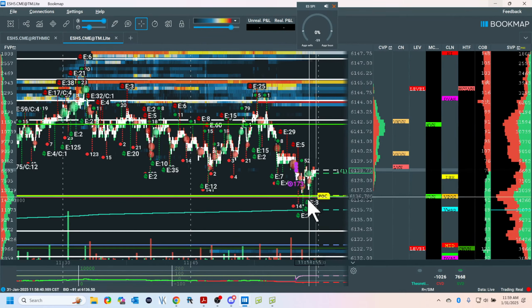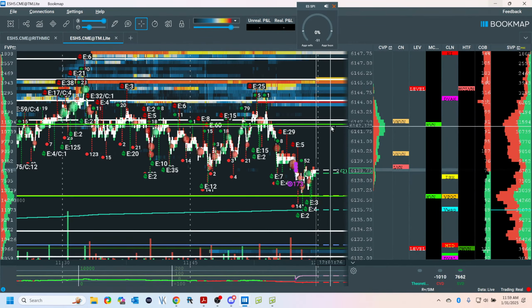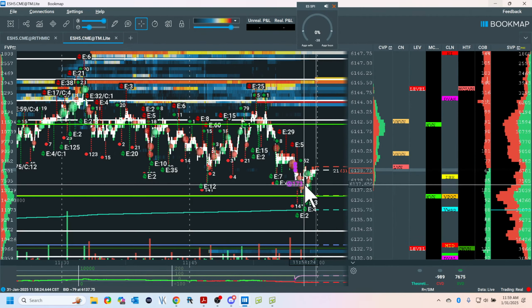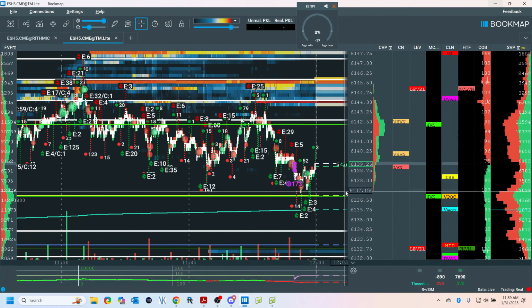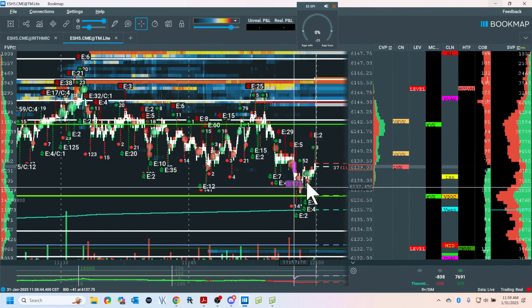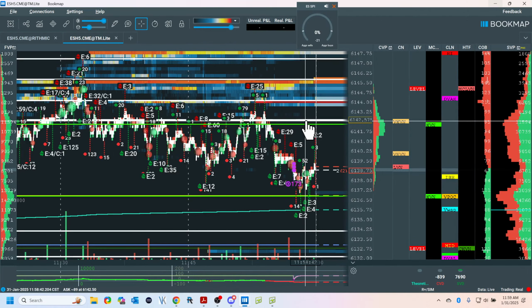If you get a long, you can come back here. And this is rotational trading. Again, not a recommendation. You have to fit this process into the time frame you want to operate in. Right here, the possibility is to come back here again.